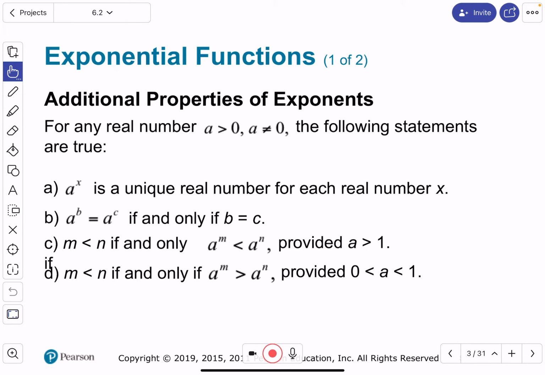Remembering your transformations. If you add or subtract a number to the function, you're moving up or down. If you add or subtract a number to the x, you're moving left or right, and it's the opposite of what you would expect. If you multiply the whole function, you're doing a vertical stretch or shrink. And if you multiply the x, you're doing a horizontal stretch or shrink. And then a negative in front flips it.